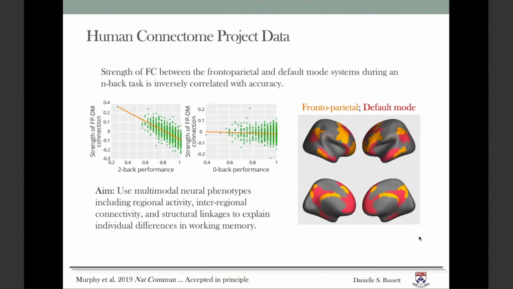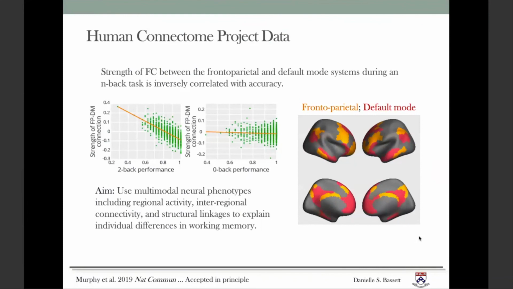And then here's that same strength of the FP-DM connection versus zero-back performance, and you can see that there is not a significant relationship here. So this seems to be a functional relationship between two systems that's very specific to two-back working memory performance. On the right-hand side, I'm showing you the areas on the cortical surface that we're assigning to the frontal parietal system in orange, and then the default mode system in red. And those colors will stay the same for the next few minutes, so that you know.